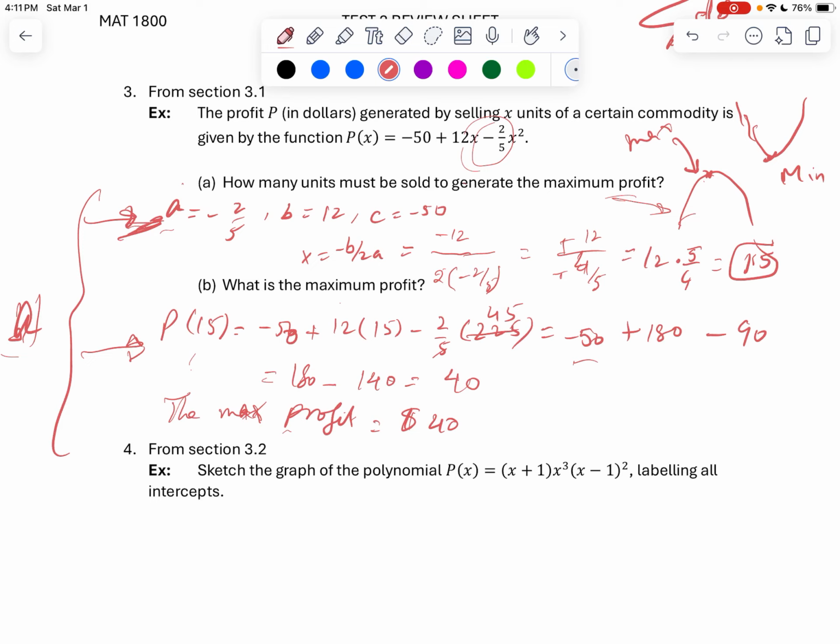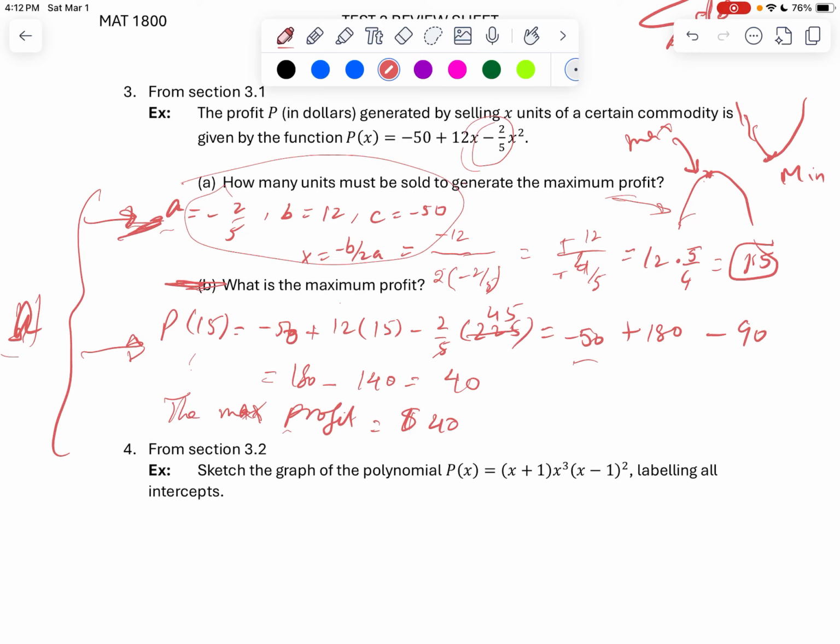If they put a question of this type in the first place, and then later they ask about the units, that work you don't have to repeat. You can just mention that as in part A, the number of units to be sold is 15 in this, for example, in this question.